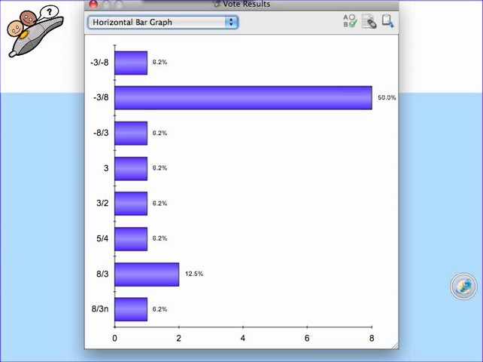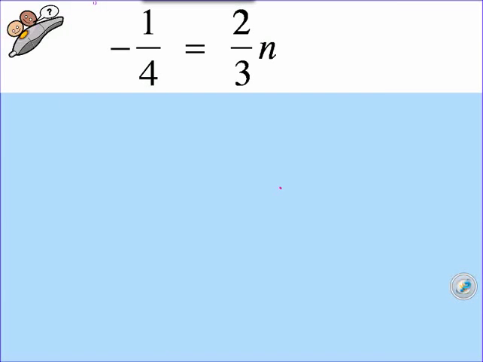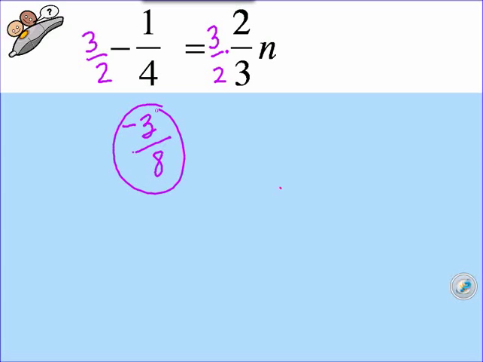Okay, so what do we think the answer is? -3/8, -8/3? Did you see mine? Mine's a -3. Let's see. So what did I multiply both sides by? 3/2. So multiply this over here by 3/2. On the top I get 3 times -1, which is -3. On the bottom I get 8. So your answer should be -3/8.